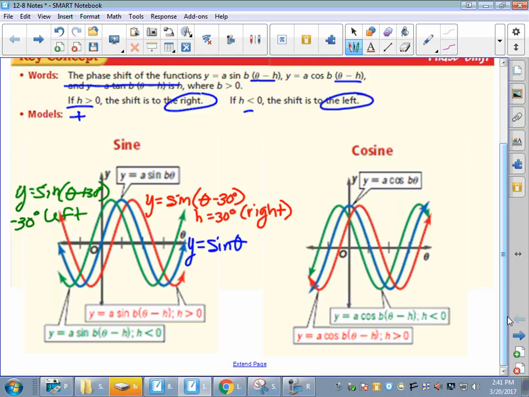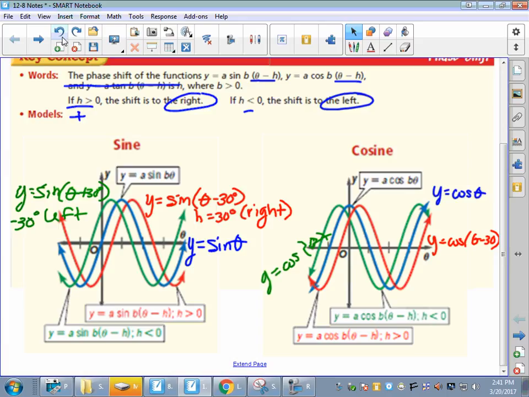And so the same thing goes for cosine. Cosine, the blue graph, is the parent function. Y is equal to cosine theta. The red would be y is equal to cosine theta minus 30. And the green would be y is equal to cosine theta plus 30. I apologize, my board is acting up.